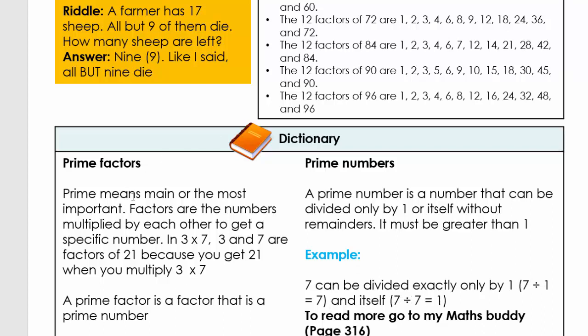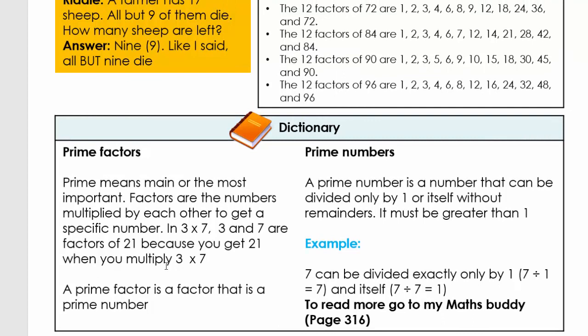So what is a prime factor? Prime means main or the most important. Factors are the numbers that we multiply by each other to get a specific number. For example, 3 times 7 are the factors of 21 because you get 21 when you multiply 3 times 7. So in this case, 3 and 7 are prime factors because 3 is a prime number and 7 is a prime number.